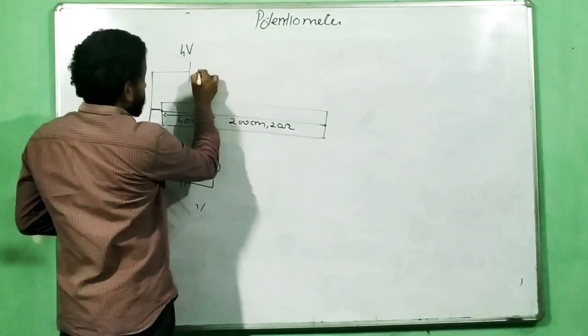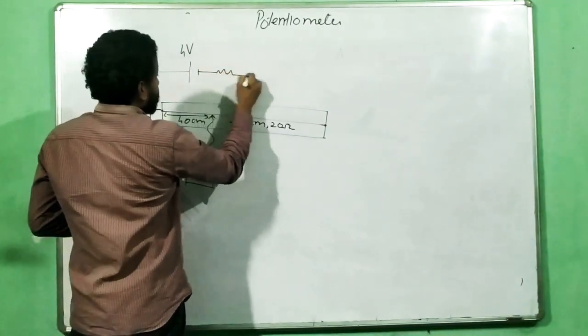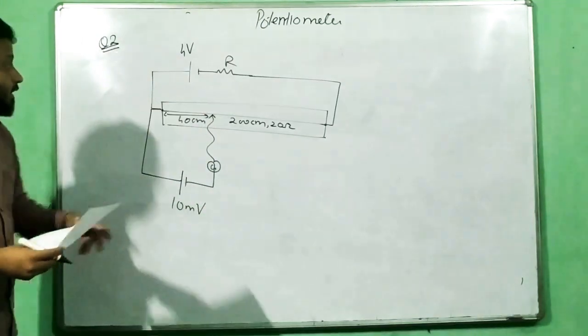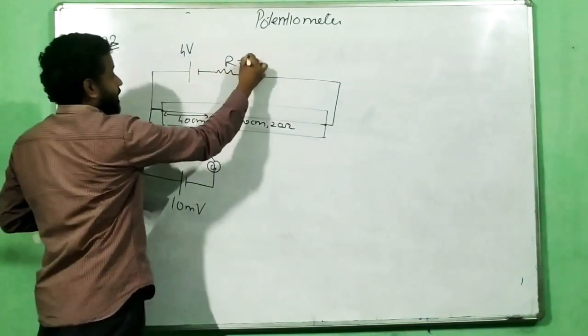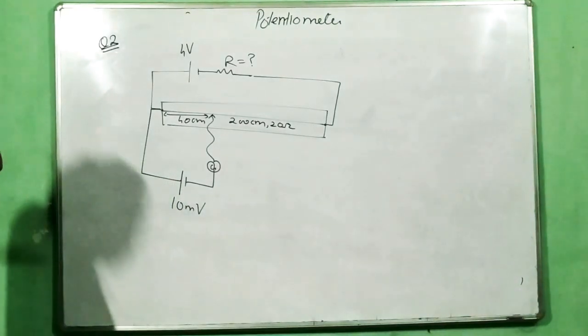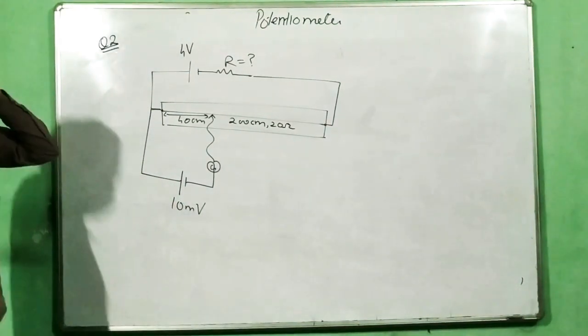This is 40 centimeter, and this source, the driver EMF, is connected to a certain resistance. So basically I was looking for where is the question. The question is this only, that if this is all happening over here, then what is the value of this resistance? So how are we going to get the answer here?